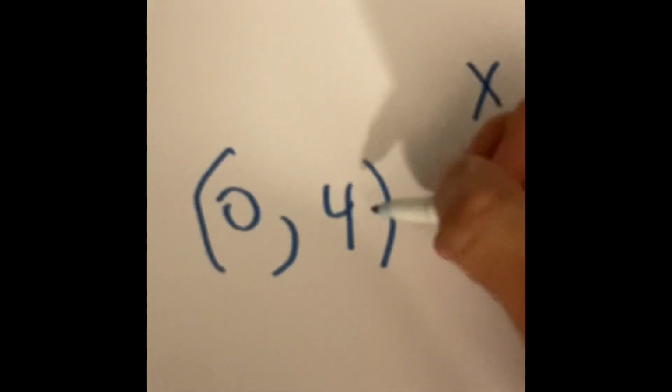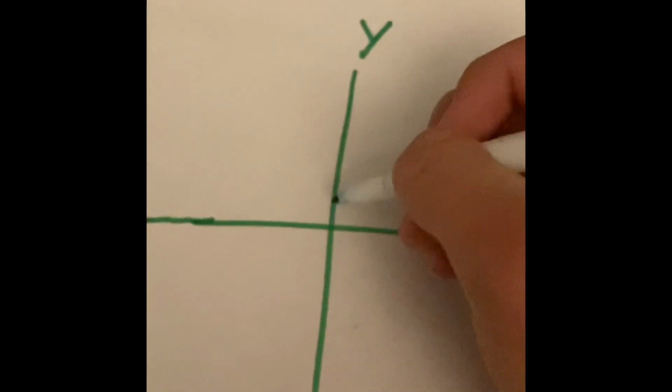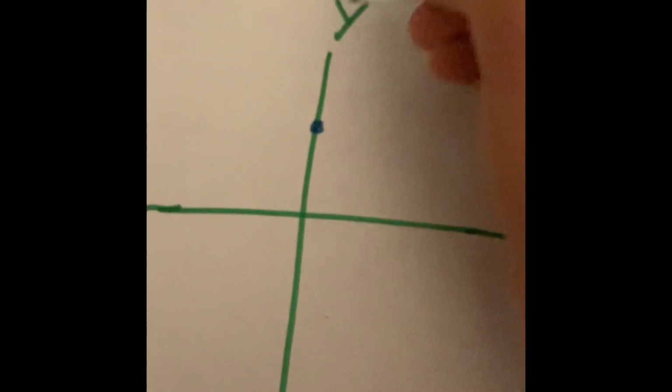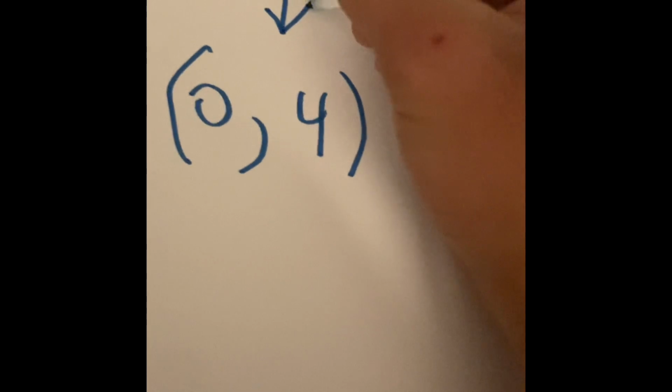4 is going to be our y-intercept, because if we take a look at a graph, here's 0. We start with the x-axis, which is 0, and 1, 2, 3, 4. Here we go, on the y-axis. So this example is for a y-intercept.